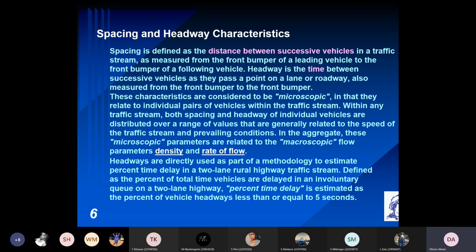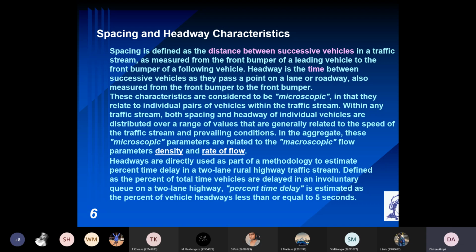Whilst headway is related to time. So it's the time between successive vehicles as they pass a point on your road. As your vehicles pass a point on a road, the time is referred to as your headway. And you may recall at a previous lecture, I did speak about the 3-second rule. So one vehicle passes, 3 seconds later, the next vehicle passes that point. 3 seconds later, the next vehicle passes that point. That is the 3-second rule.